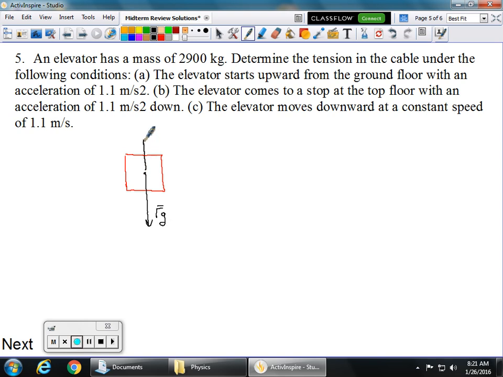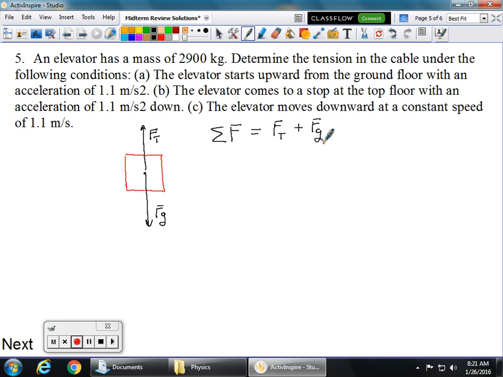Well, obviously if it's holding it up, the tension is going to be pointed up. So there are two forces involved in an elevator problem, and it's asking us to determine the tension of the cable under the following conditions. We need to understand some relationship between tension and the weight. In each one of these conditions, regardless of what the object is doing, we can look at the net force, the sum of all the forces, which is simply the sum of the tension and the weight, that is the force of gravity.